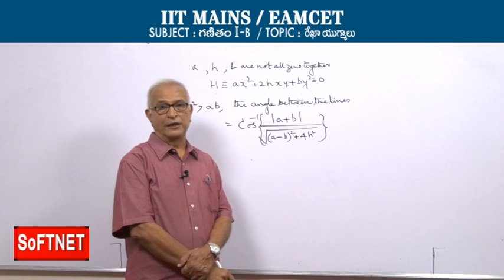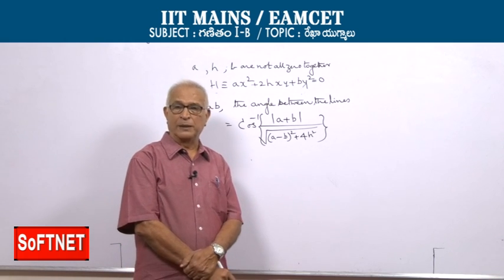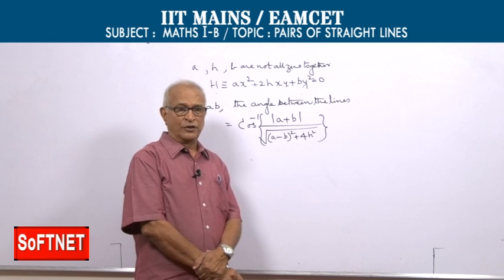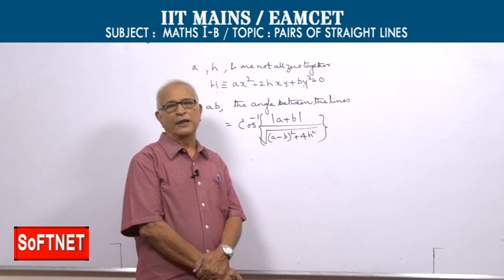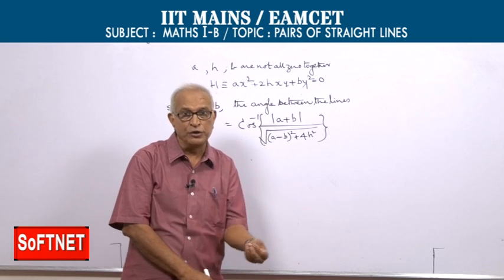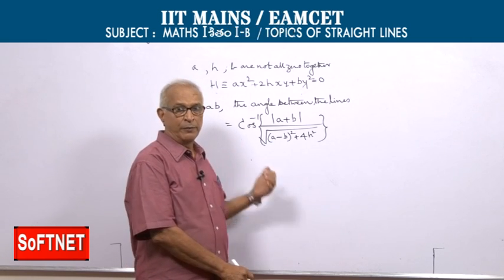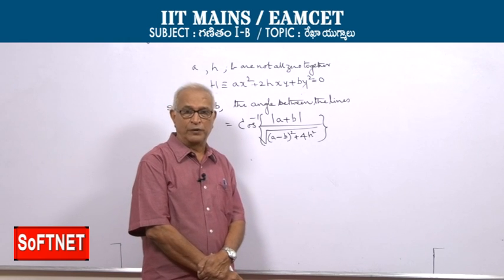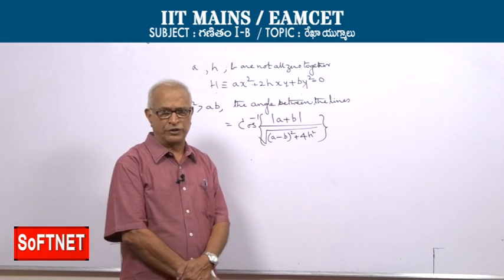In case A plus B is negative, this is an obtuse angle. In case A plus B is positive, this is an acute angle. So if you want strictly the acute angle between the two straight lines, the smaller angle between the two straight lines, or the angle which lies between 0 degrees and 90 degrees, it is given by cosine inverse of mod A plus B by root of A minus B whole square plus 4h square.